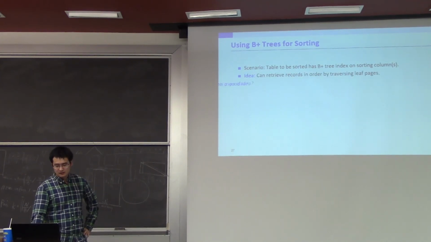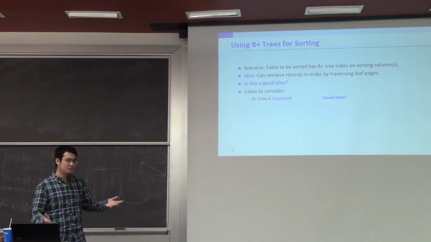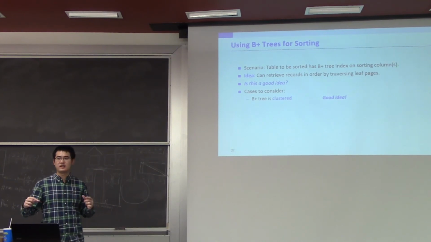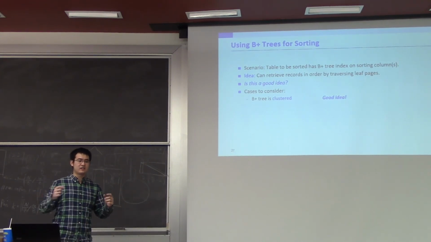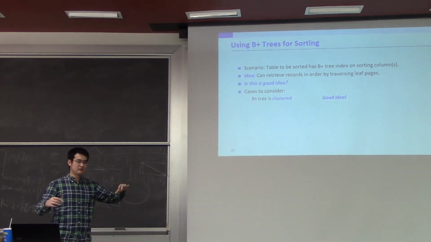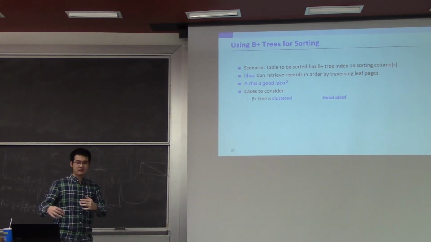Say we have two possible scenarios. The first one is that the B+ tree is clustered. Clustered means the order of the data entries in the leaf level is the same as the order of the heap file, right? The data entries in the leaf level are in the same order as the heap file. Okay.